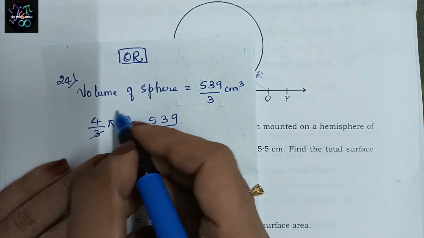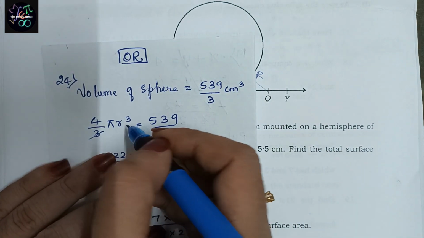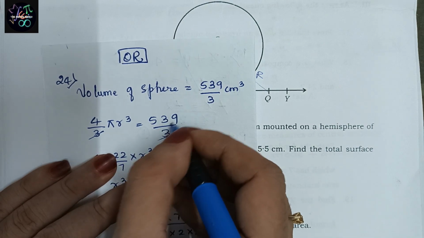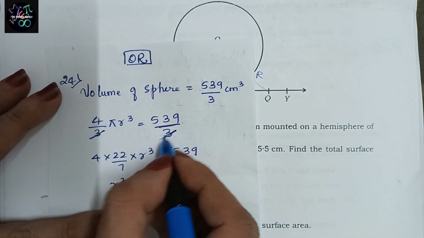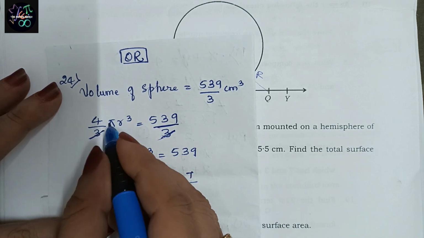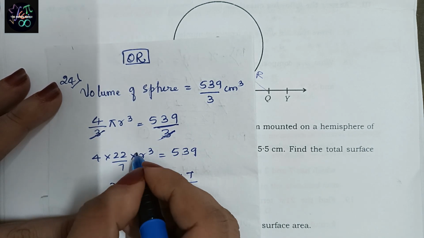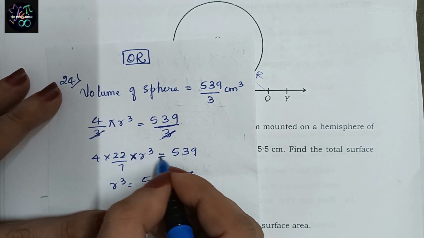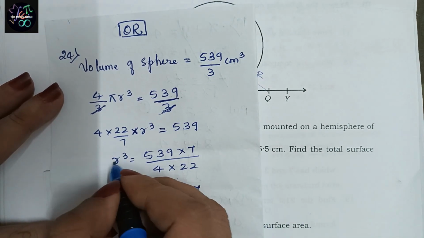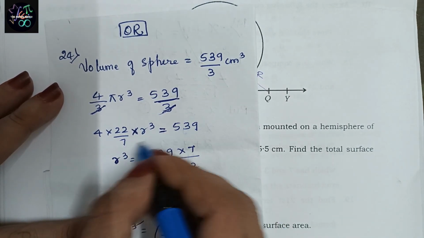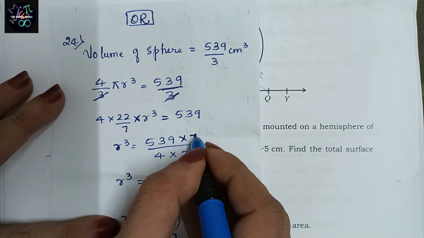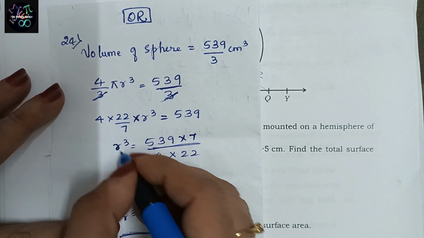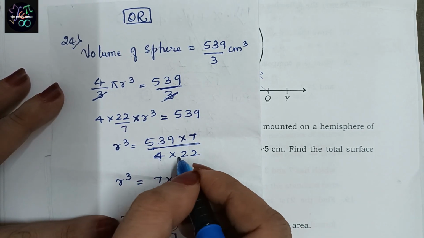Now the volume of sphere formula is 4 by 3 pi r cube is equals to 539 by 3. Now we can see both sides we have 3, so 3 get cancelled. What remains? 4 as it is, pi value is 22 by 7 into r cube as it is equals to 539. Now r cube is equals to 7 will go and get multiplied, 539 into 7, by this will come and get divided, 4 into 22.